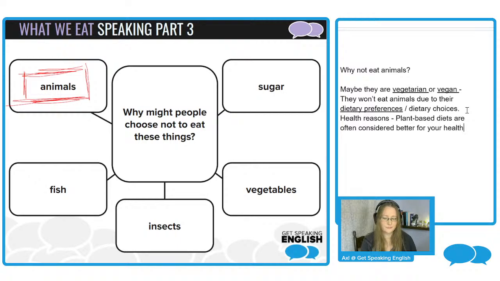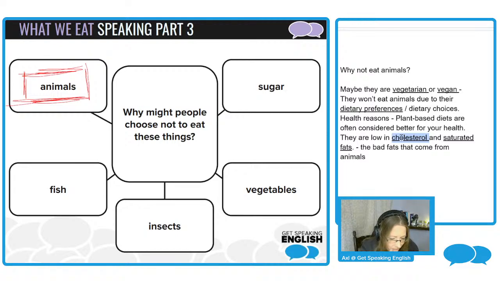Right? They tend to be lower in cholesterol, right? And saturated fats. So basically the bad fats that come from animals, you know? Yeah, so maybe they're looking to cut down on that sort of thing. Yeah, so because they are vegetarian, I think at some point it's not healthy, and just to consider them alive. Yeah, that too, right?